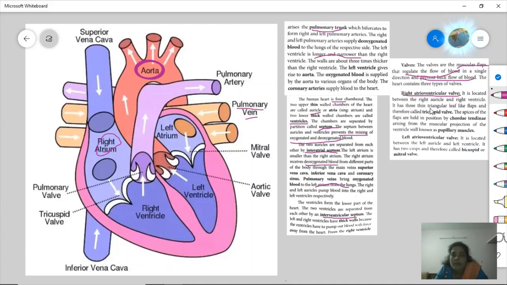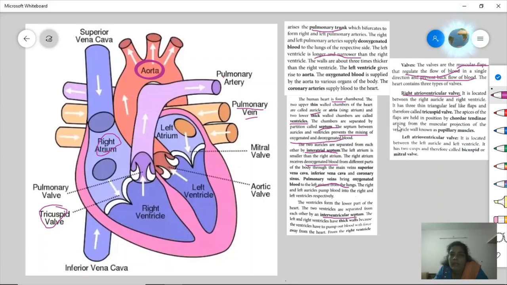It has 3 main triangular leaf-like flaps and therefore is called the tricuspid valve. So there are 3 muscular flaps. What's the meaning of tri? 3. So it is known as the tricuspid valve. The apices of the flaps are held in position by chordae tendineae arising from the muscular projections of the ventricle wall known as papillary muscles. So papillary muscles are also present in the tricuspid valve.